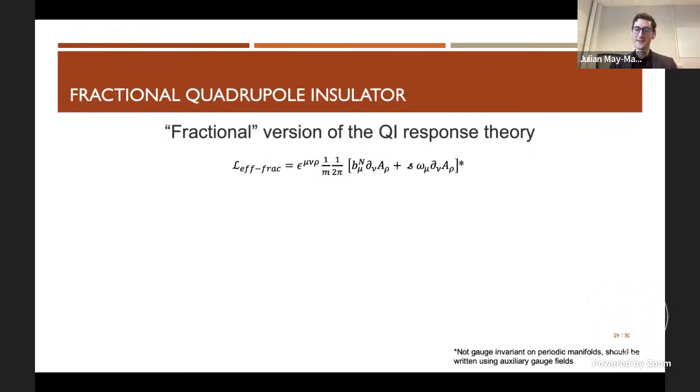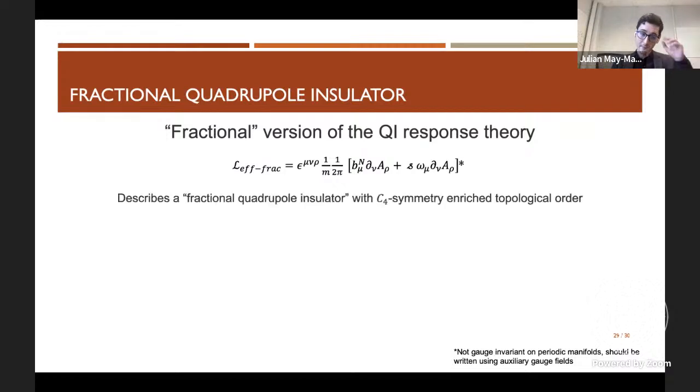It should be noted that this 1 over m factor actually makes this theory non-gauge invariant on periodic manifolds. And so really we should be expressing this whole theory in terms of some auxiliary gauge fields. But for brevity, I'm just going to leave it in this form. But again, if you really want to understand this theory, you have to use auxiliary gauge fields the same way you do for the fractional quantum Hall effect.